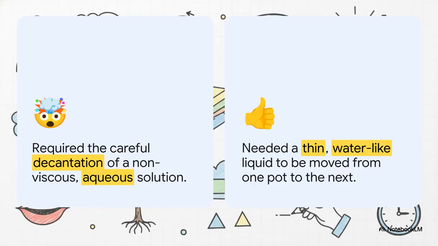On one side, you've got this complex technical sentence. The experiment required the careful decantation of a non-viscous aqueous solution. What? You know, a lot of people are going to stumble over that. But on the other side, you have the exact same idea said with simple, basic English words. The work needed a thin, water-like liquid to be moved from one pot to the next. See? The meaning is exactly the same, but the clarity, the accessibility, they're just worlds apart. This is all about removing barriers to understanding.